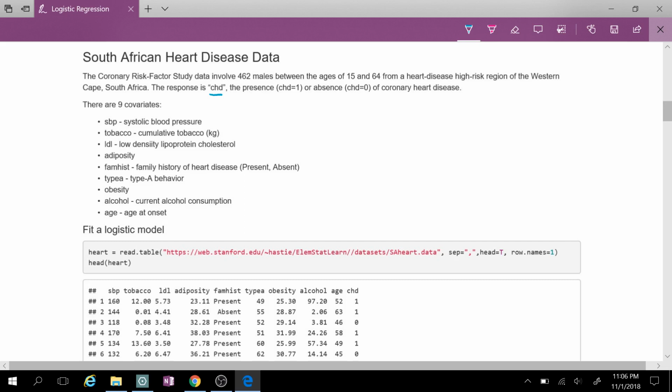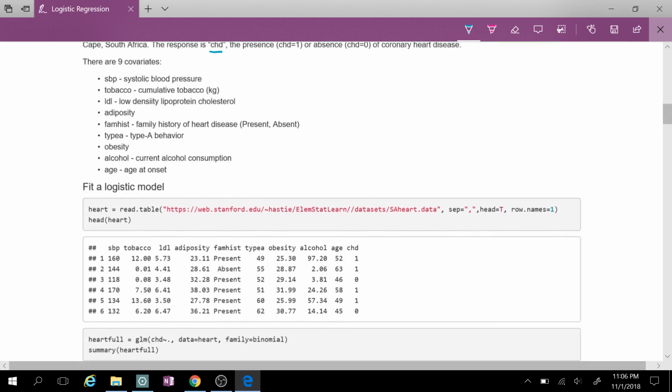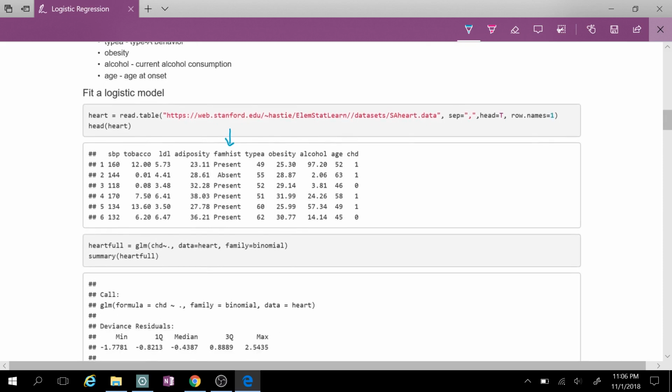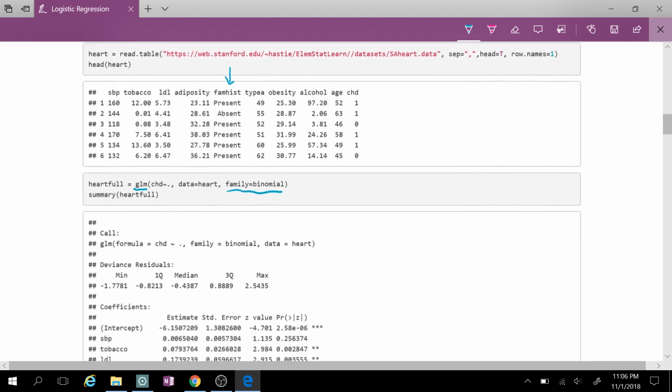And there are 9 covariates. Most are numerical features except family history, which is a binary covariate. So the grammar is almost the same as a linear model, lm. You just use glm. And we're also going to tell R the family is binomial, because glm is really a big umbrella that contains a lot of other models like Poisson regression. Here we just focus on logistic regression. And once we get our glm fit, we run a summary.